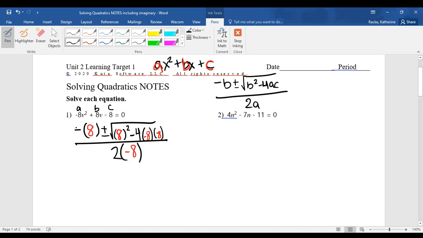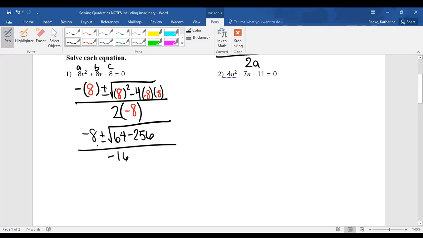Now you're going to simplify it. So this negative and 8 just becomes a negative 8 plus or minus the square root of 8 squared, which is 64. And then you would do negative 4 times negative 8 times negative 8 to give us a negative 256 all over negative 8 times 2, which is 16. Now we are going to simplify it even more. So negative 8 stays, plus or minus, we're dealing with what's inside the square root first. So 64 minus 256 gives us a negative 192 all over negative 16.